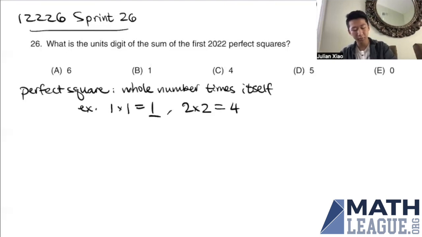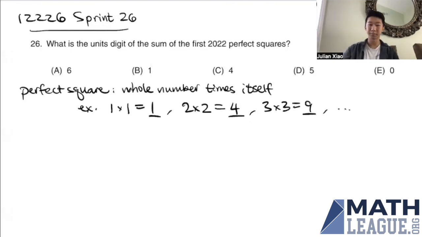2 times 2 is 4, so 4 is also a perfect square. And same thing with 3 times 3, which is equal to 9, and so on. So these are examples of perfect squares. And we're supposed to evaluate the sum of the first 2022 perfect squares, and then take the last digit of that.